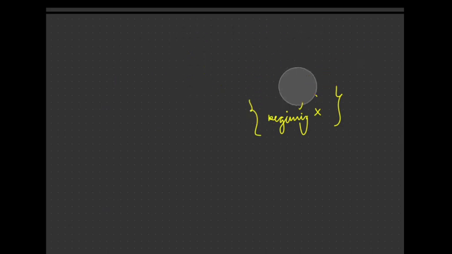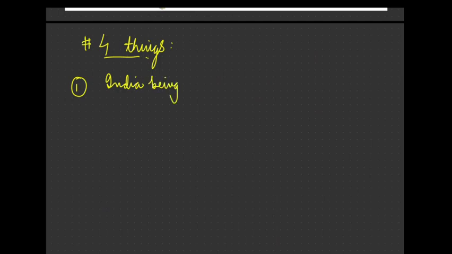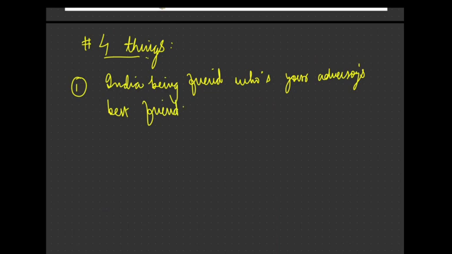Now coming to the scenario as far as India is concerned, what does the Jalebi formation denote? There are four things. I would not go into the details, but I would just tell you the basics of what this cluttered nature signifies. First, you see India being a friend of your adversary's best friend, right? That is what this cluttered nature signifies.